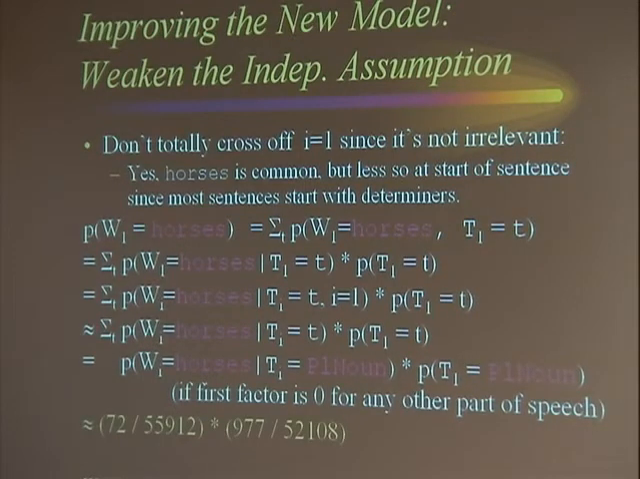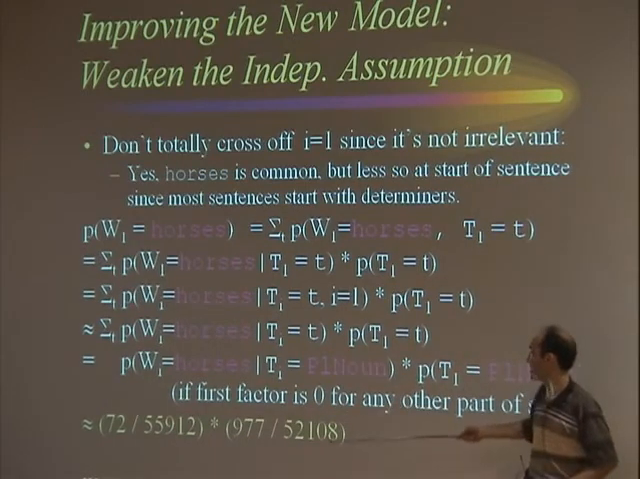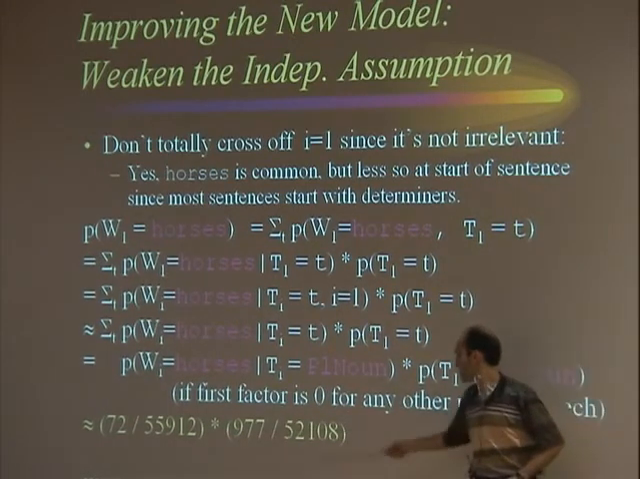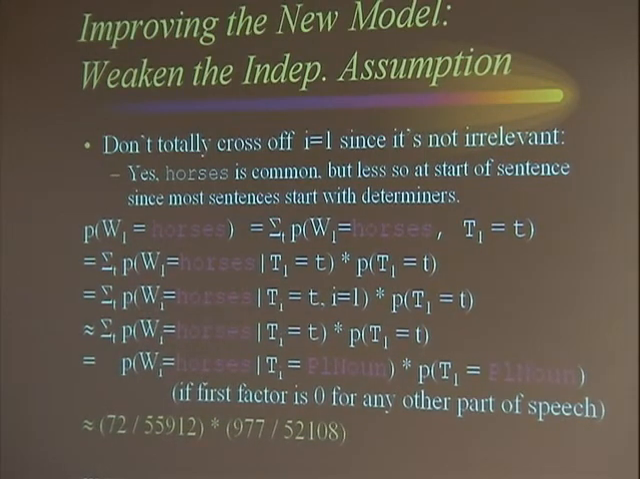And here are our two factors. So we have 56,000 plural nouns, of which 72 are horses. We have 52,000 sentences, of which fewer than 1,000 start with plural nouns. And now instead of 7.4 times 10 to the minus 5, we only get a third of that.